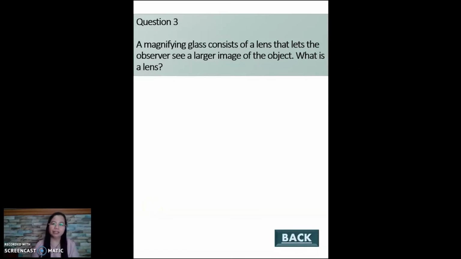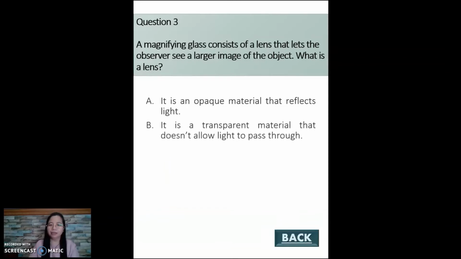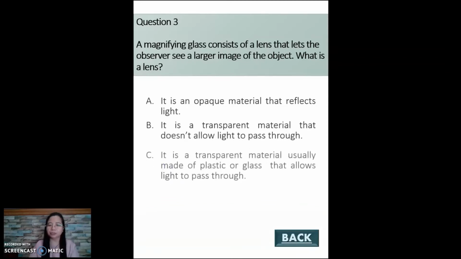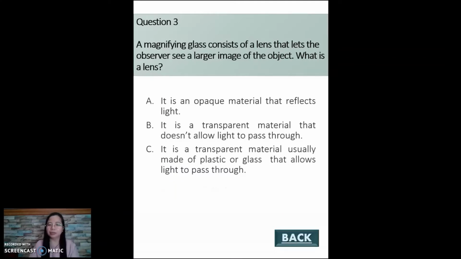A magnifying glass consists of a lens that lets the observer see a larger image of the object. What is a lens? A. It is an opaque material that reflects light. B. It is a transparent material that doesn't allow light to pass through. C. It is a transparent material usually made of plastic or glass that allows light to pass through. D. It is a material that blocks light. So which one is the correct answer?